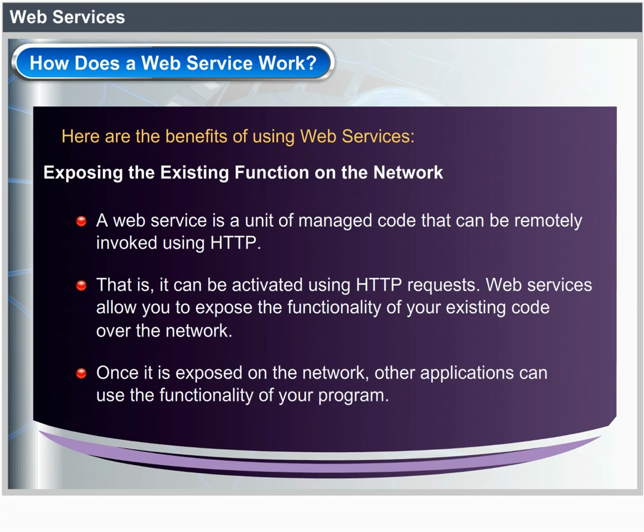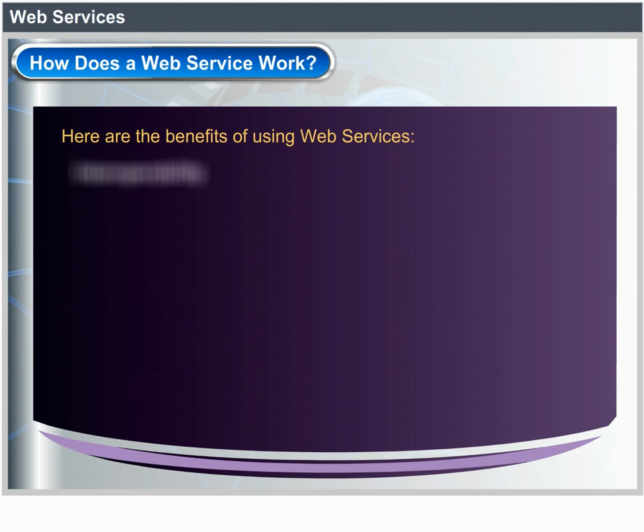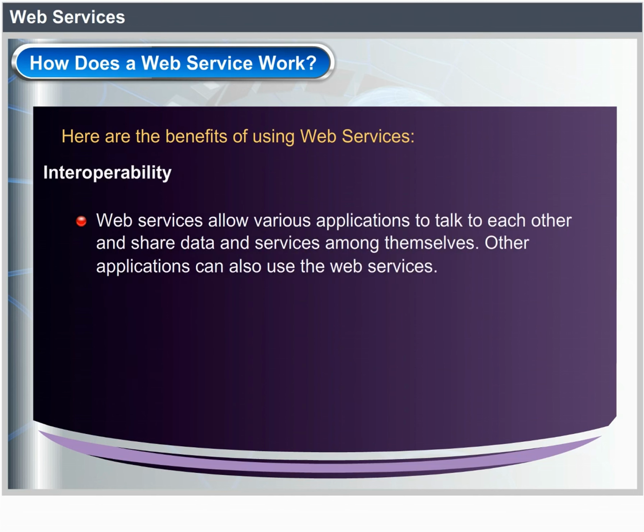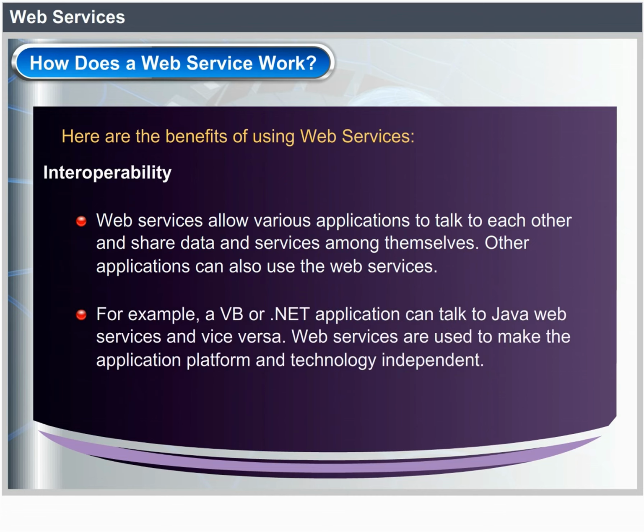Interoperability. Web services allow various applications to talk to each other and share data and services among themselves. Other applications can also use the web services. For example, a VB or .NET application can talk to Java web services and vice versa. Web services are used to make the application platform and technology independent.